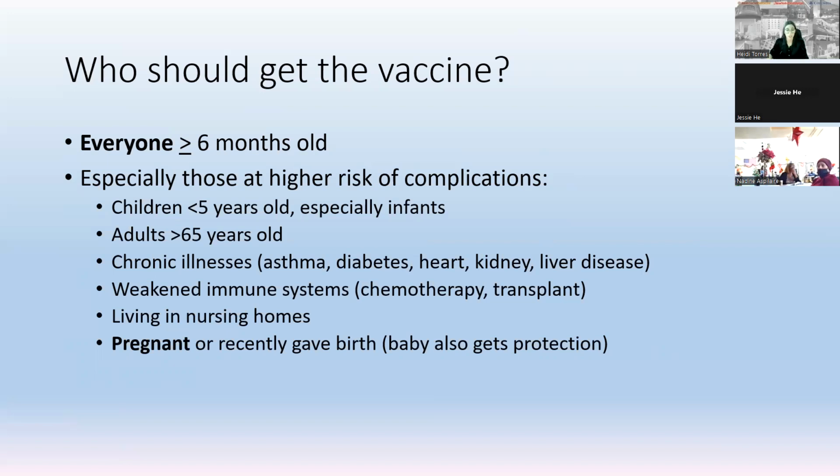So anyone who is a child, especially an infant under 2, is high risk for severe disease. Adults who are 65 and older, chronic illnesses, weakened immune system, if you're living in community settings like a nursing home, and then again, pregnant patients.